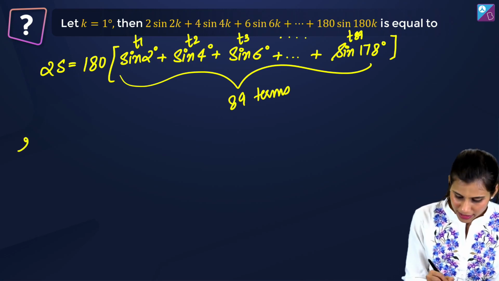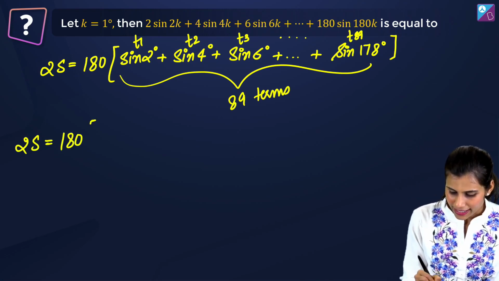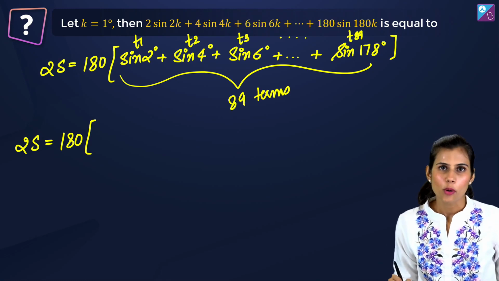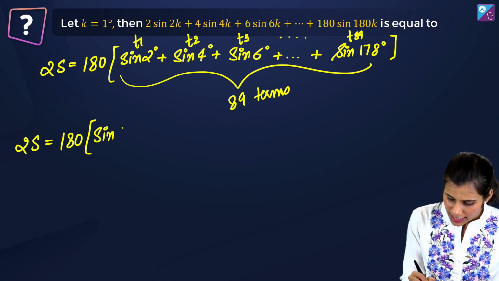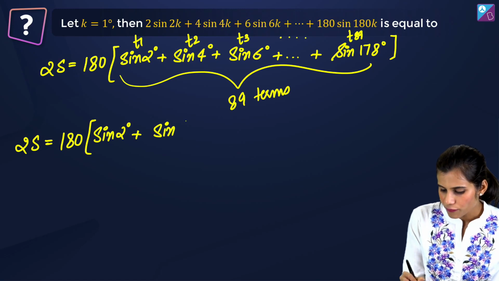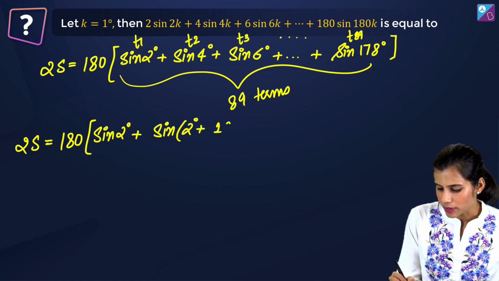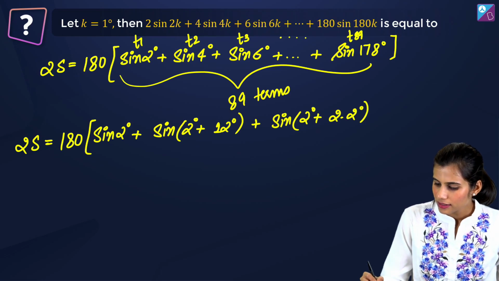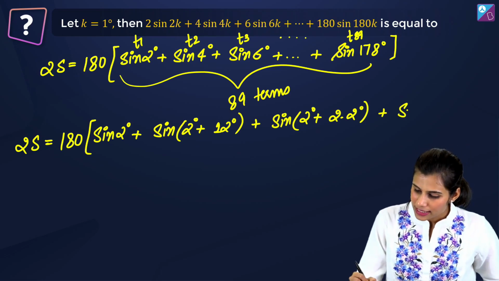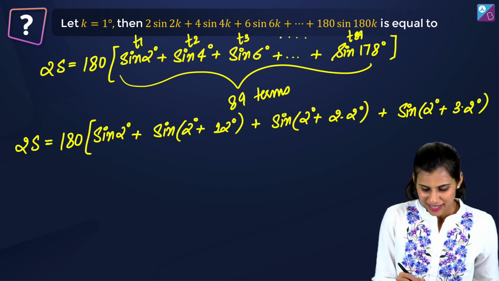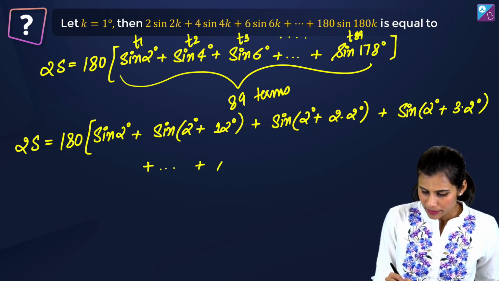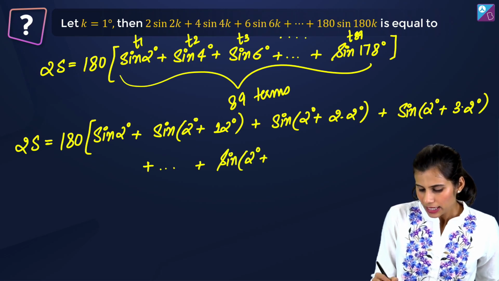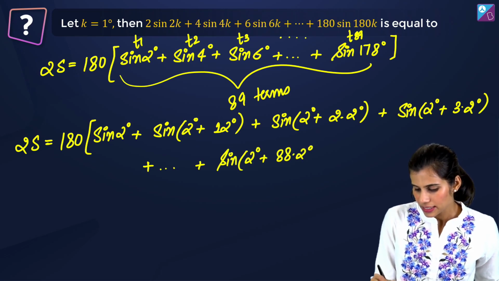And I will deliberately write the bracketed expression in another form for you. So sine 2 degrees, let it remain as it is, plus sine of 4 degrees I can write as sine of 2 degrees plus 1 times 2 degrees. Then sine of 6 degrees will be sine of 2 degrees plus 2 times 2 degrees. Then sine of 8 degrees will be sine of 2 degrees plus 3 times 2 degrees. Plus and so on, the last term will be sine of 2 degrees plus 88 times 2 degrees.